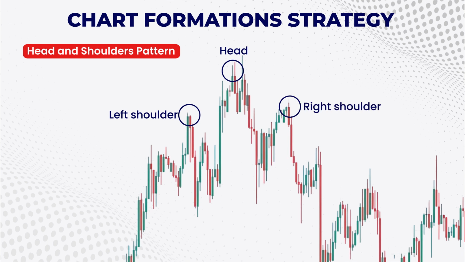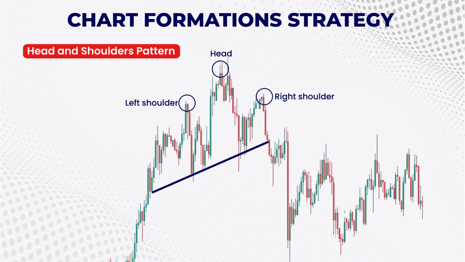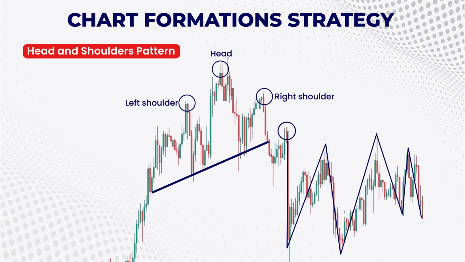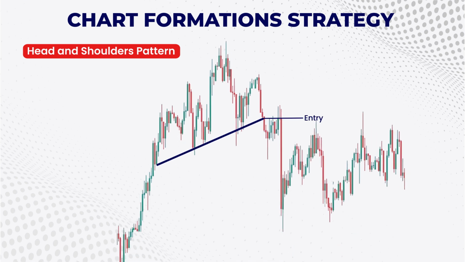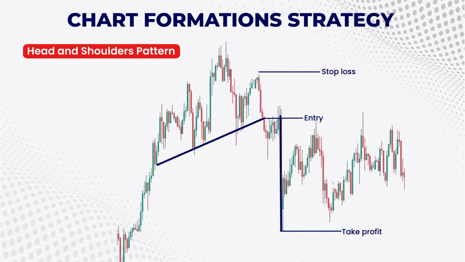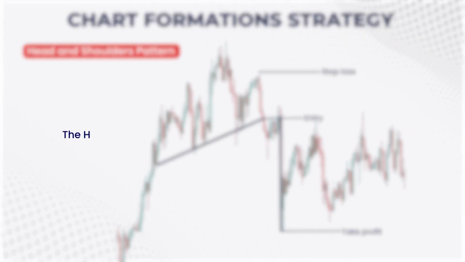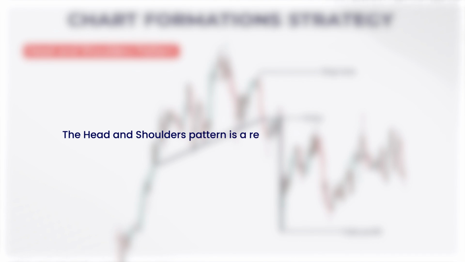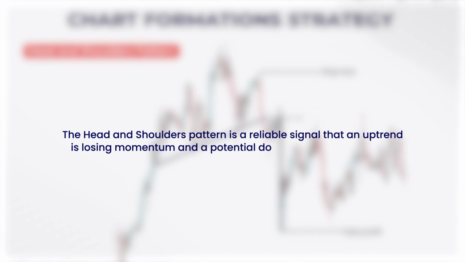The key level here is the neckline. Once price breaks below this support, the pattern is confirmed, and a bearish move usually follows. Traders typically enter at the neckline breakout, place a stop loss above the right shoulder, and set their take profit based on the measured move from the head to the neckline. The head and shoulders pattern is a reliable signal that an uptrend is losing momentum and a potential downtrend may be starting.